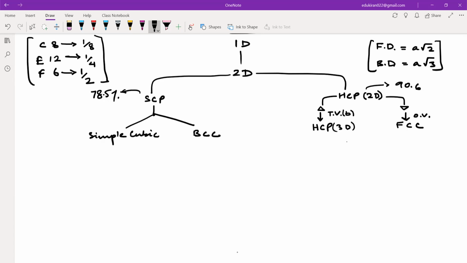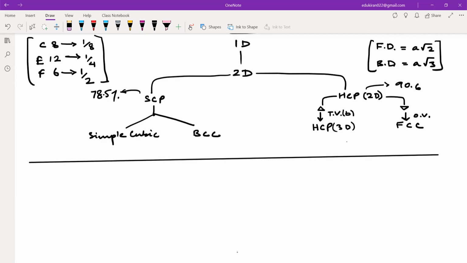Okay. So now we need to write a few things regarding all of these different unit cells. So we'll be talking about the Z. First of all, let me make some lines. So we'll talk about Z.